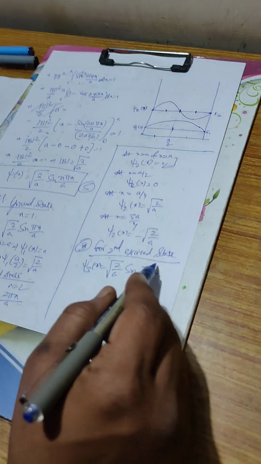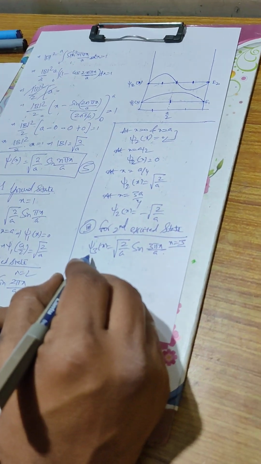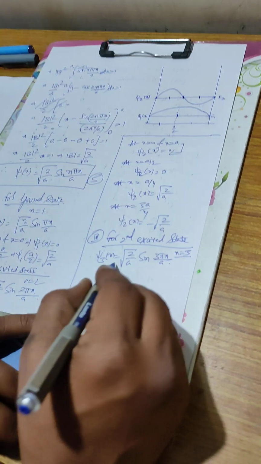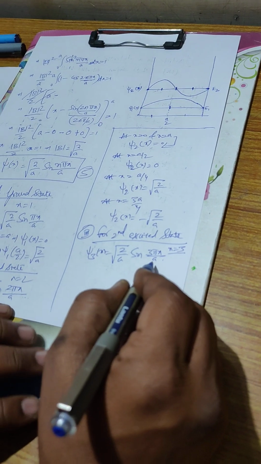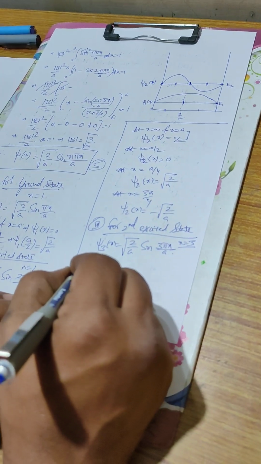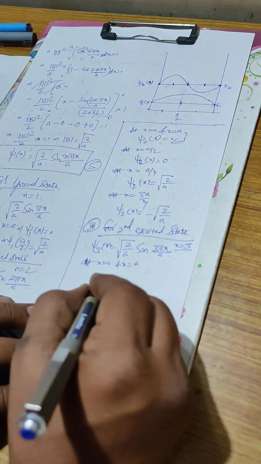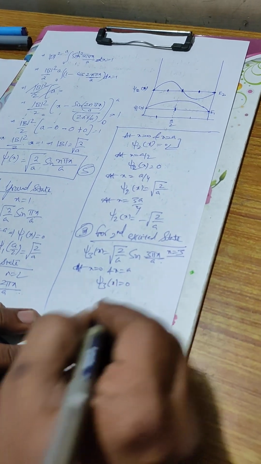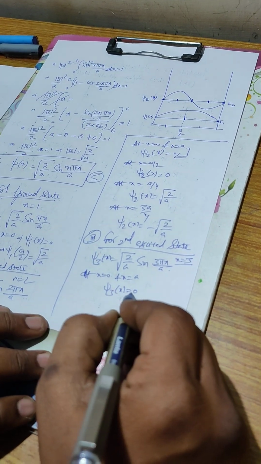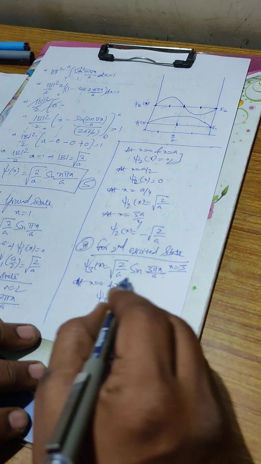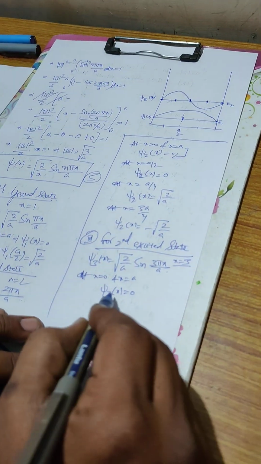Now, for the second excited state, that is for n equal to 3, the corresponding wave function of the quantum state can be given as psi 3 of x is equal to root over 2 by a into sine of 3 pi x by a. Now, at x equal to 0 and x equal to a, that is at the boundaries, again psi 3 of x vanishes, because if you put x equal to 0 here, it becomes sine 0, which is 0. Similarly, you put a here, and it becomes sine 3 pi, which is 0. That means psi vanishes at the boundaries.